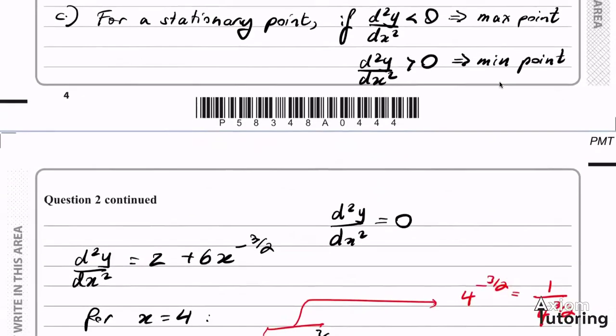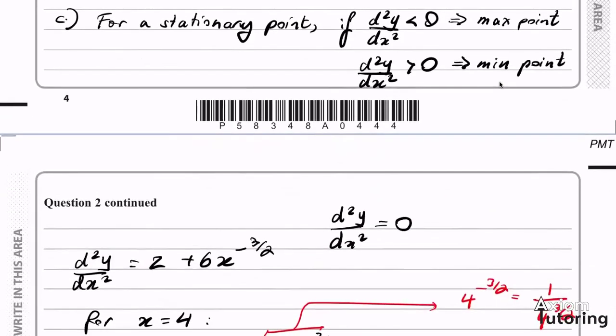I made a slight slip of the tongue here because I think I mentioned that when we're determining the nature of stationary points, when d squared y over dx squared equals 0, it's not a maximum or minimum point. Now that could be true, but it could also not be true. It could, in fact, be a maximum or minimum point. It's just that when d squared y over dx squared equals 0, we cannot definitively know the nature of this stationary point.